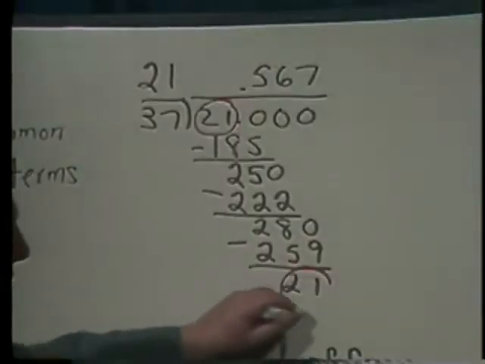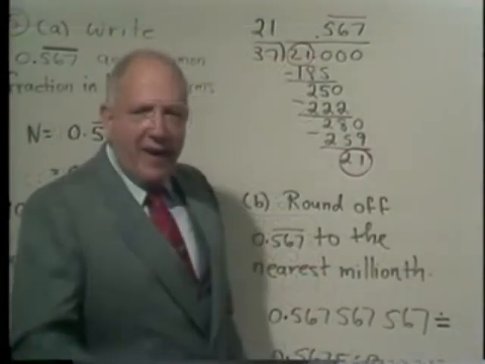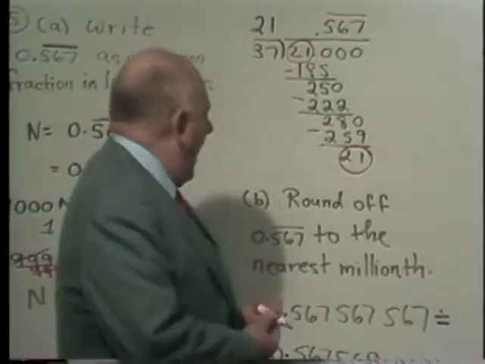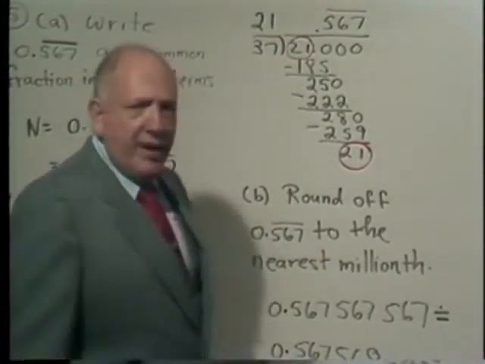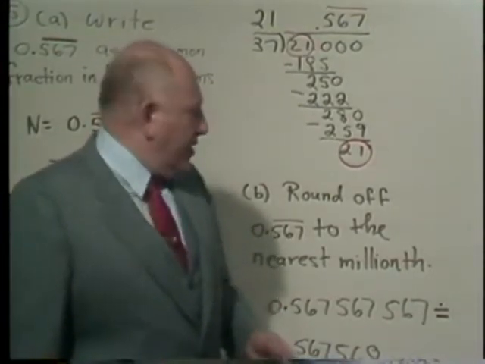We reach down here. What's happening? A 21 followed by nothing but zeros. So the same cycle will just keep on going forever: 567, 567, 567. And if we don't like to use this thing endlessly, what can we do? We can round it off to whatever degree of accuracy we want.